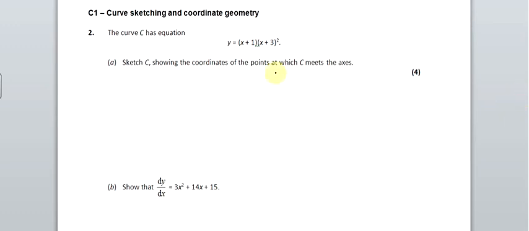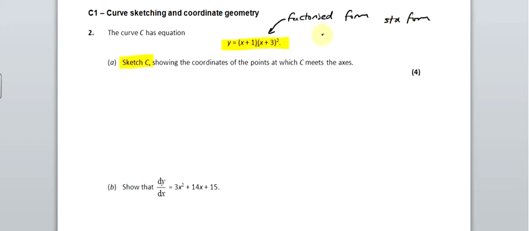Bit of curve sketching now. So let's have a look. This curve has equation y equals x plus 1 times x plus 3 squared, and we're asked to sketch C. So when you're asked to sketch something, you're looking for several things. First of all, you want to have factorized form, which we've already got. And if we didn't have factorized form, we would try and factorize it. We also want expanded form or standard form.